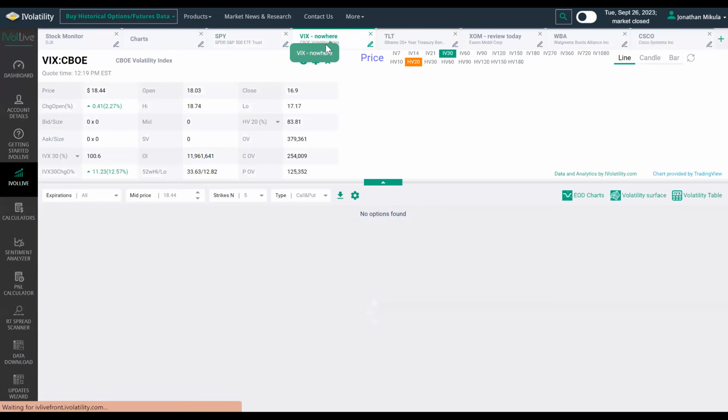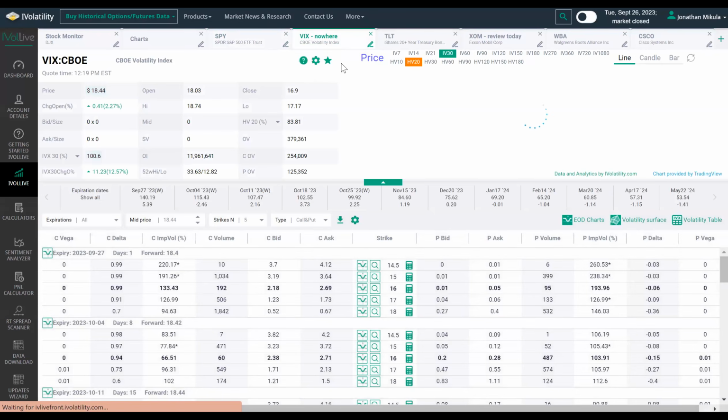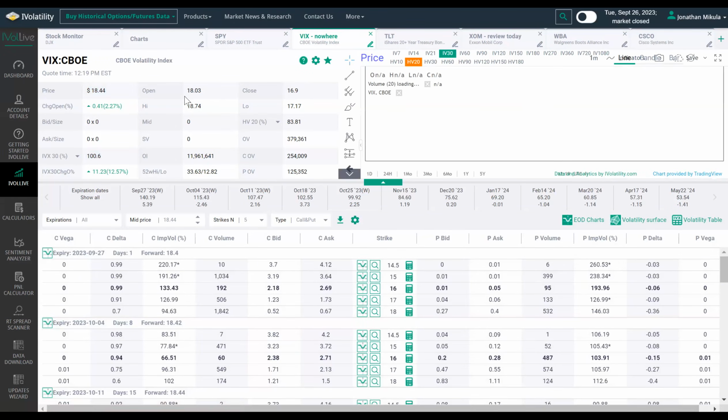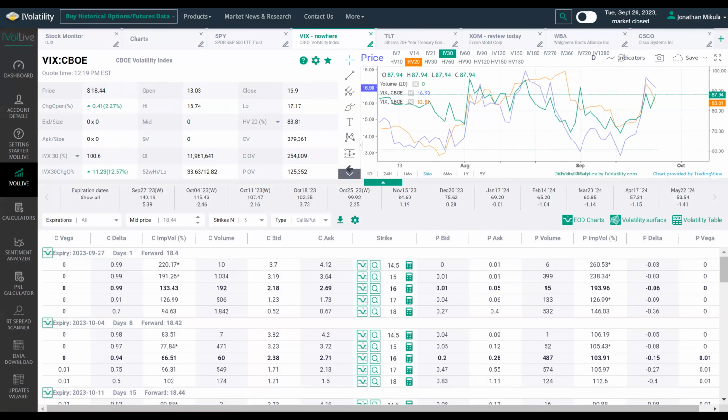So before I get to individual names, the second chart I always pull up is the VIX. So this is another great teachable moment. Anytime you pull up these individual tabs, on the left you will see the fundamentals, right? So you'll see bid, ask, you'll see implied IVX 30, you'll see historical volatility. And then on the right, you get the chart. And then beneath that, we have the options chain.